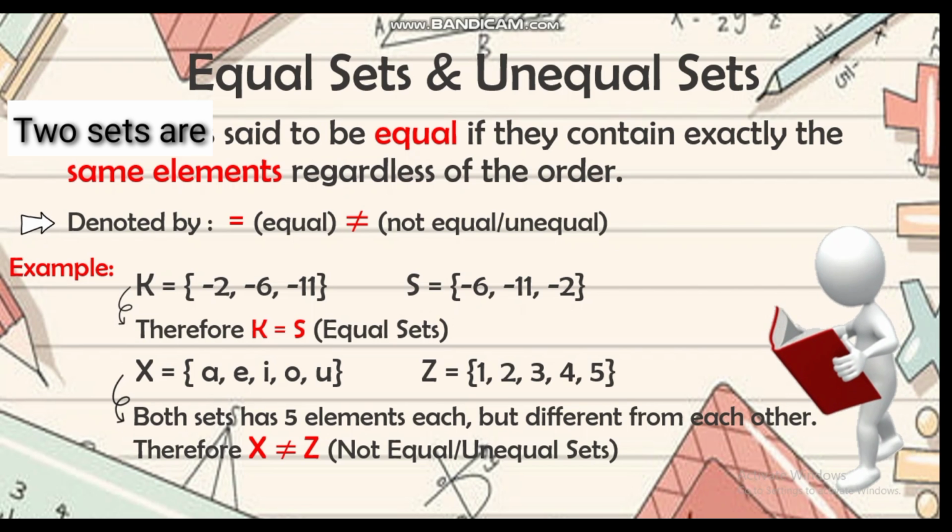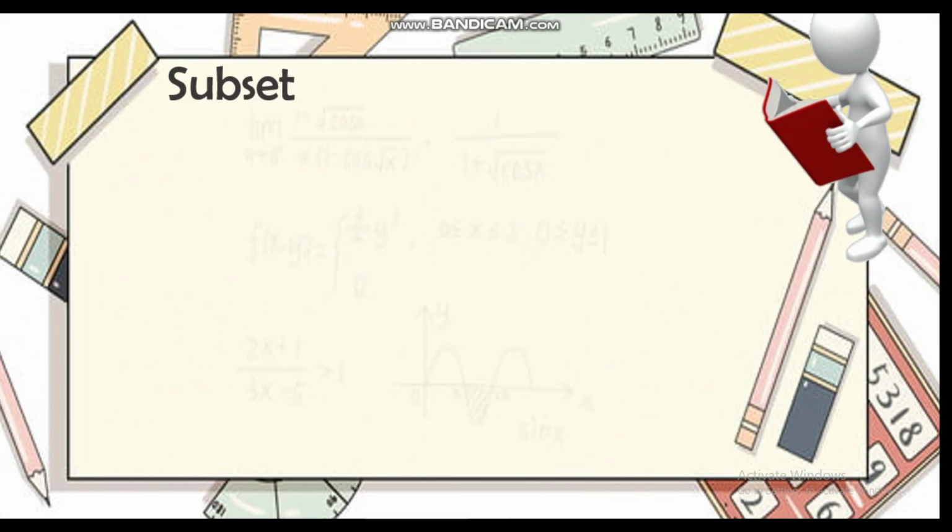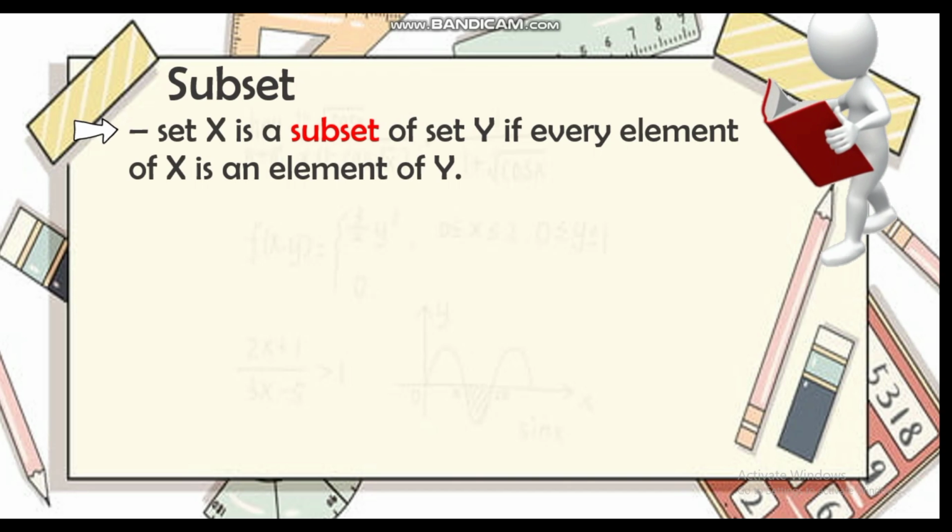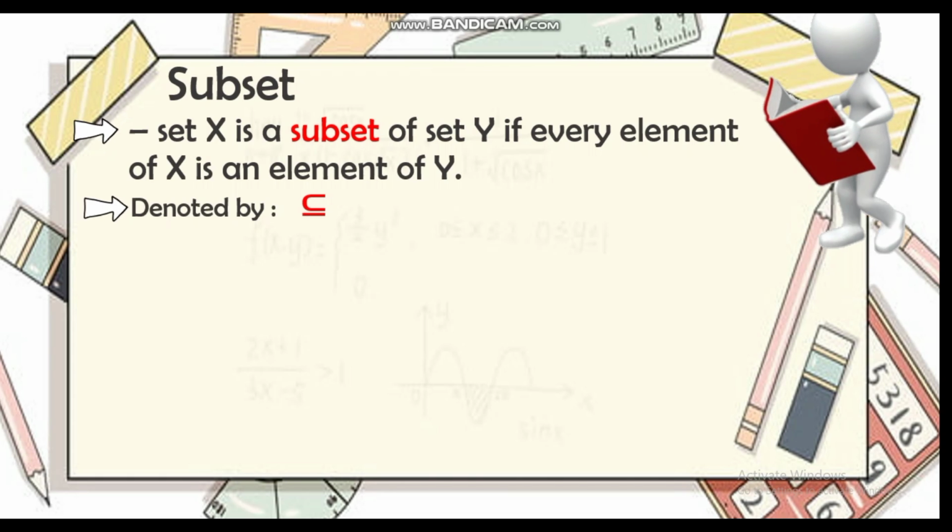Okay, so that's it for equal and unequal. Next, we have the subset. Subset is, set X is a subset of set Y if every element of X is an element of Y. It is denoted by kana siya nga symbol, naghigda nga U with a bar sa ubos.